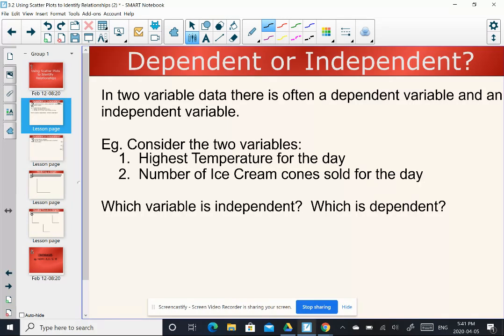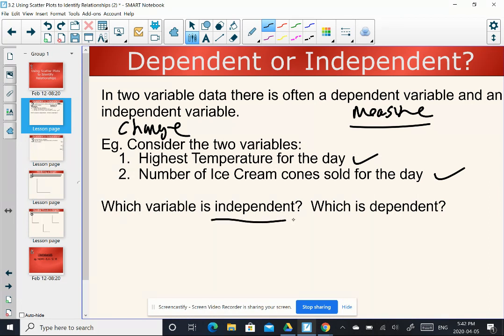our dependent and independent variables. In two variable data, there's often a dependent and an independent variable. In science, the independent variable is the one that we change, and the dependent is the one that we are measuring. We're trying to see if the independent variable has any effect on the dependent variable. So consider the following two variables: highest temperature of the day and the number of ice cream cones sold for that day. Which one's the independent?